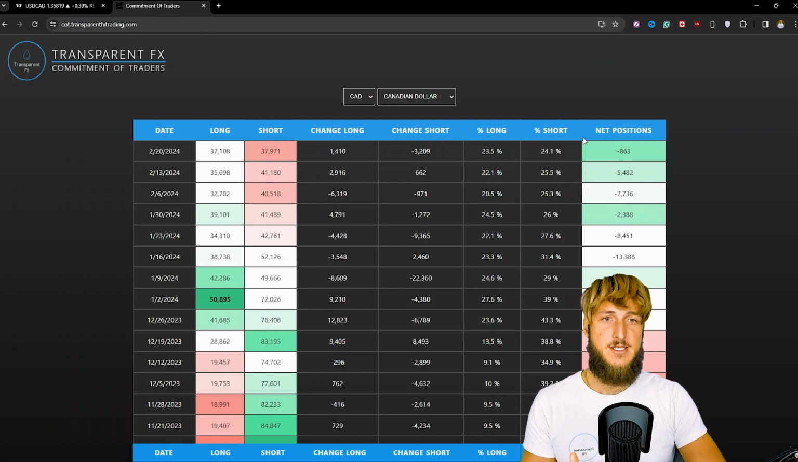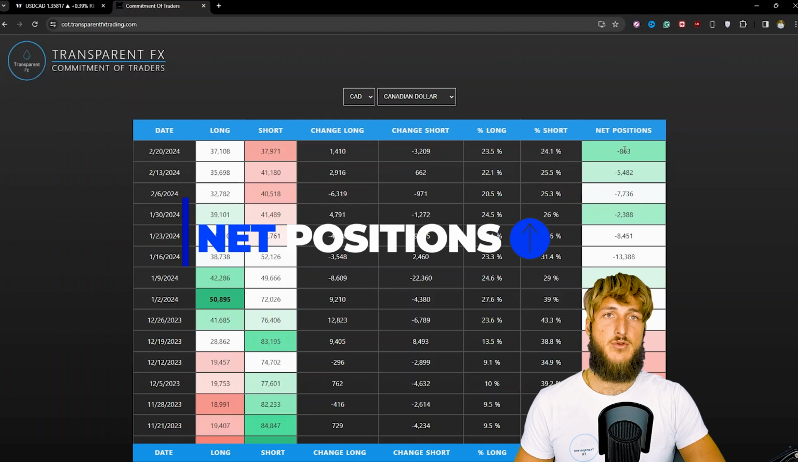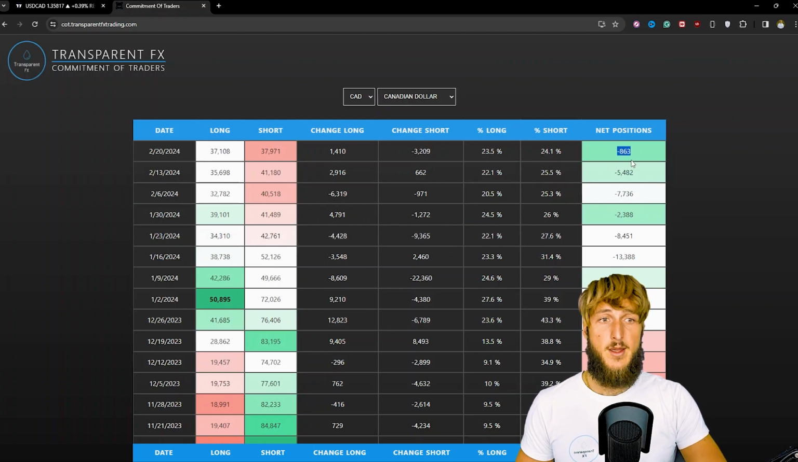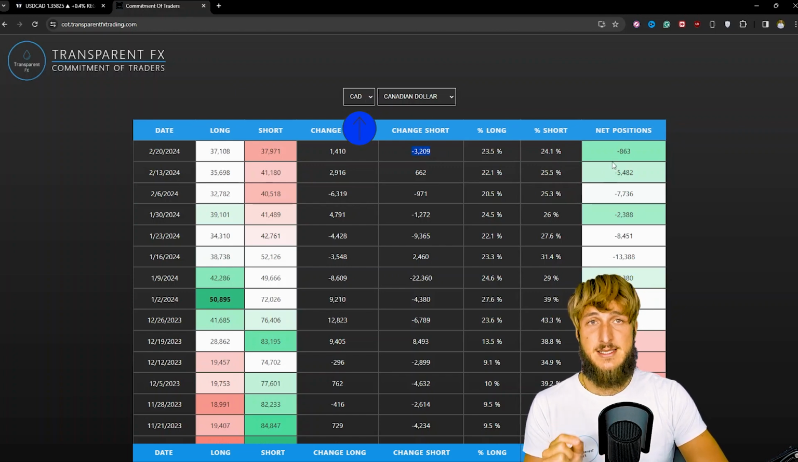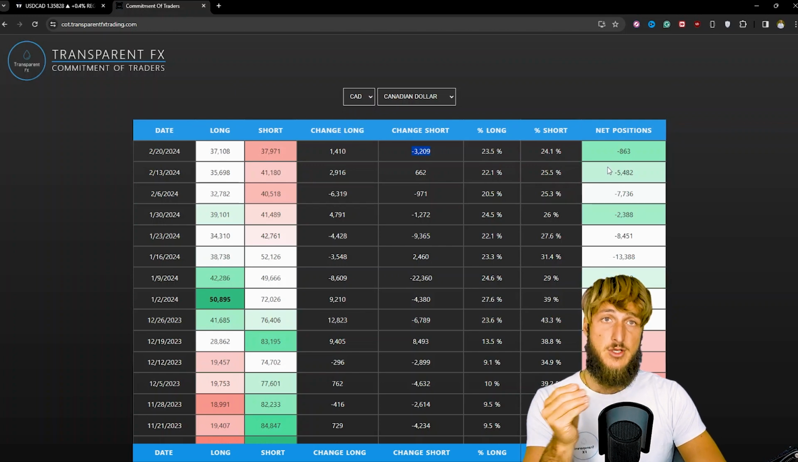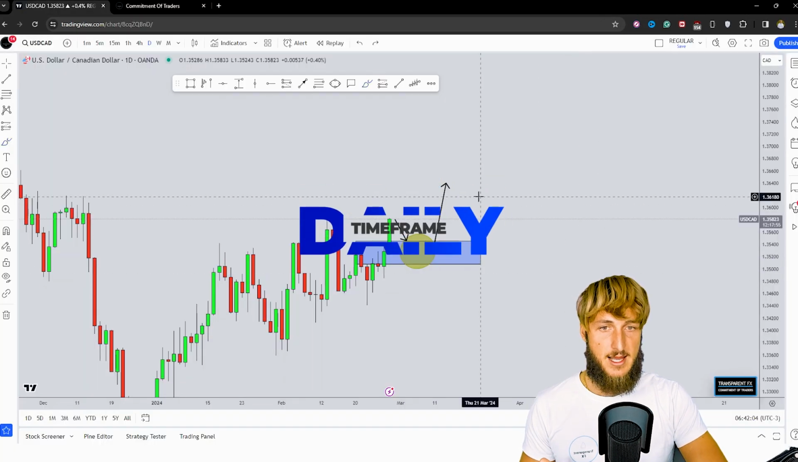on the CAD, institutions have started increasing their net positions. We went from minus 5.4K to essentially minus 863 net positions, showing how institutions have added longs and closed shorts with the last report. Therefore, the CAD is now slightly getting stronger. Now, a stronger CAD makes USDCAD weaker. So at least at the moment, there is nothing interesting here for USDCAD.